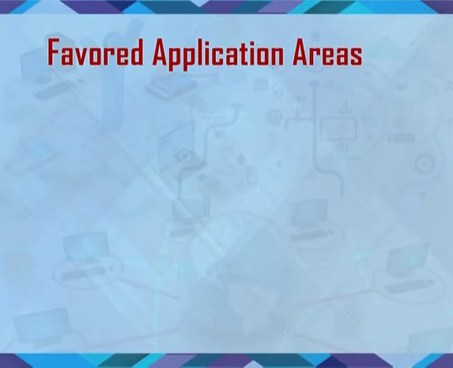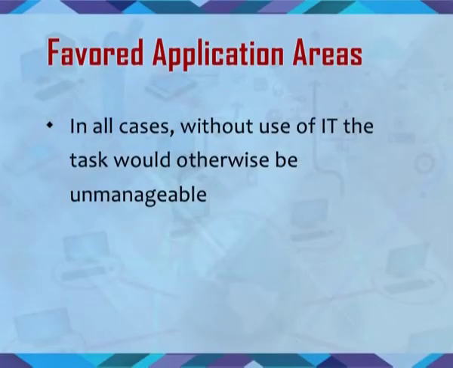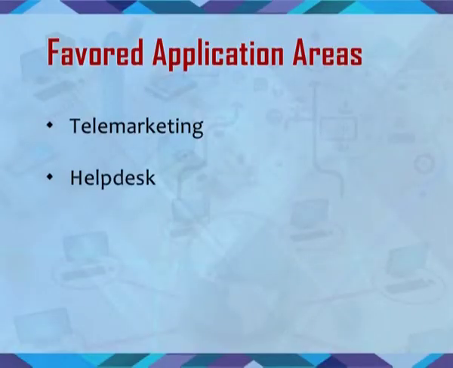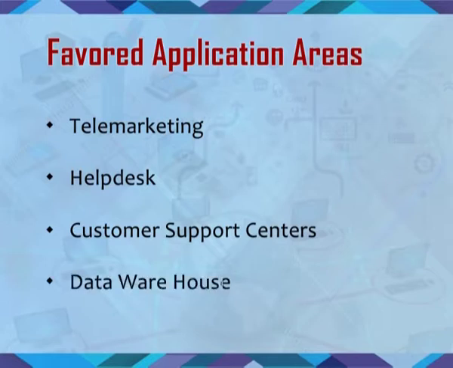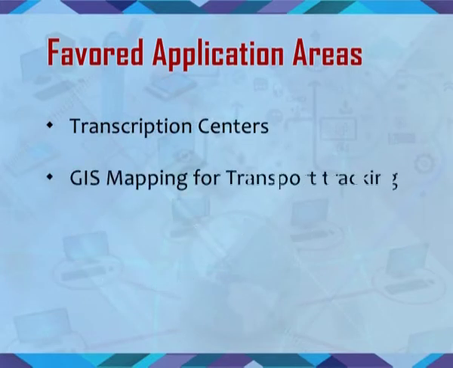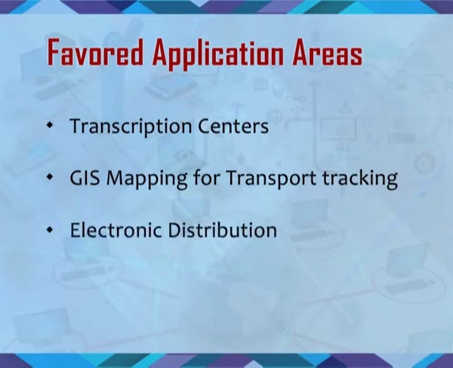Favored application areas. The favored application areas are those where there is a huge amount of data that needs to be processed and utilized for delivering the results, or the data is the outcome of the service. In all cases, without use of information technology, the task would otherwise be unmanageable. Some of the most important areas where information technology enabled services can be deployed are telemarketing, help desk, customer support centers, data warehouse, transcription centers, GIS, which is geographical information system mapping for transport tracking, and electronic distribution.